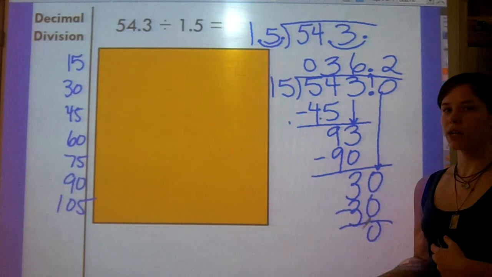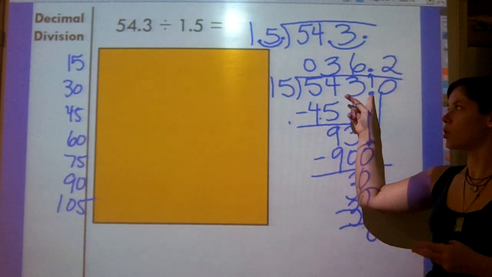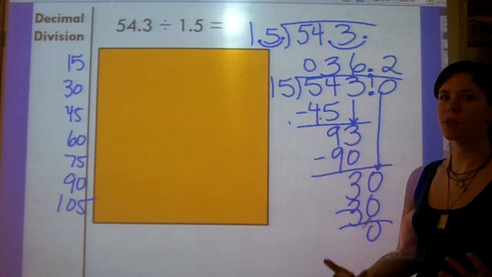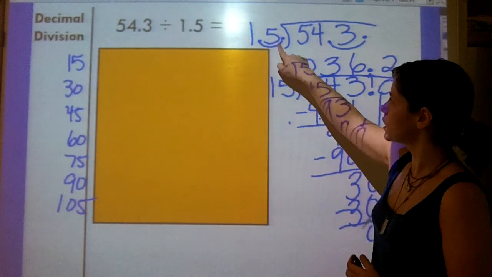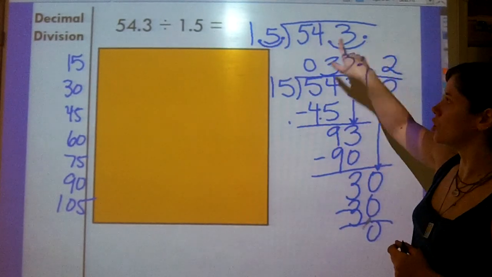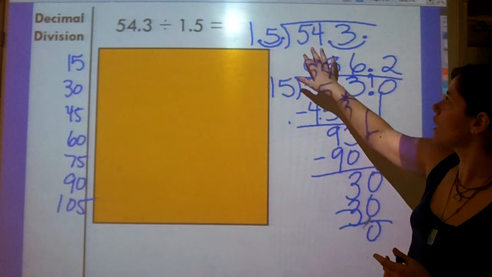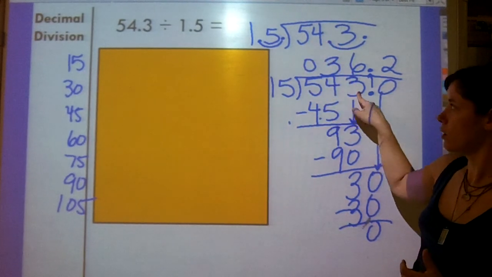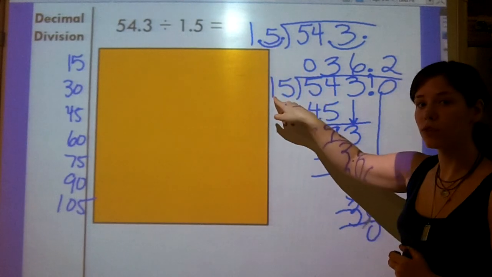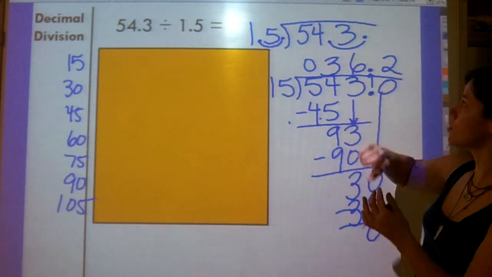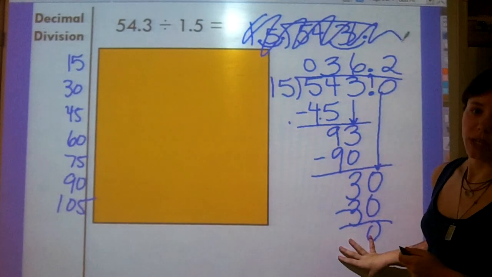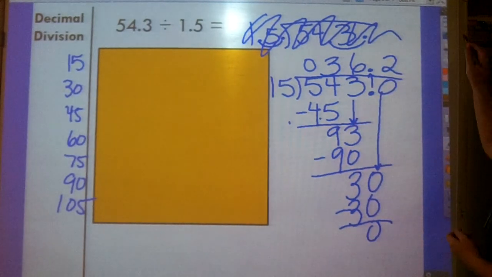Some of you might have just gotten confused about why I added this decimal, because you were thinking, but there was already a decimal in here and over here, so what happened there? When I scooped these decimals, I was creating a new problem. I was changing it from 54.3 to 543, and from 1.5 to 15. So once you've scooped your decimal, ignore what the original problem was and work from here. Let's do another one.